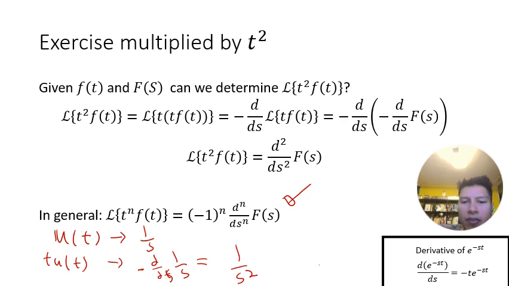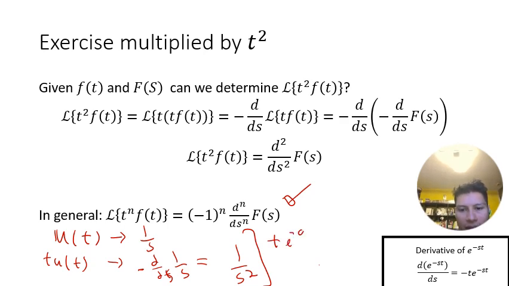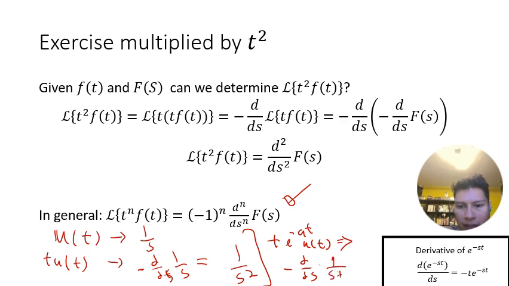Now, in particular, in differential equations, we know that we're going to get things that look like this a lot, t e to the negative at. That's when we had our critically damped responses. Well, if we look at our Laplace transform, it's just going to be negative d/ds of 1 over s plus a. Well, that's just going to be equal to 1 over s plus a squared. So see how easily now we can do that Laplace transform without a lot of effort. So that's why these properties are important.